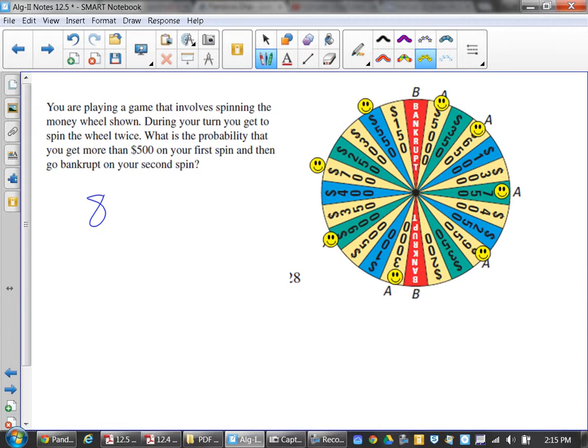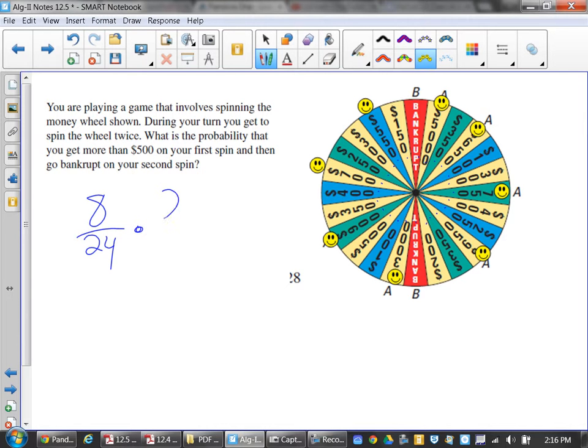Well, let's count. 1, 2, 3, 4, 5, 6, 7, 8, 9, 10, 11, 12, 13, 14, 15, 16, 17, 18, 19, 20, 21, 22, 23, 24 spots. So you have 8 out of 24 of them that is going to get you better than $500. Now, the fact that I've spun the wheel once doesn't have any bearing upon spinning the wheel again. How many of those, if I go bankrupt, do I have?